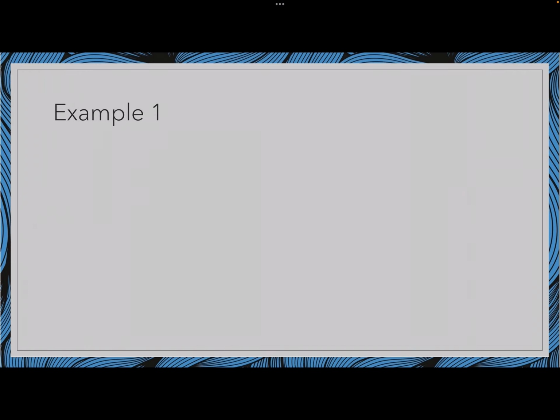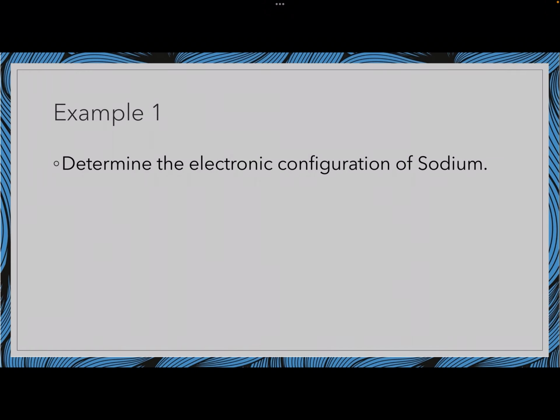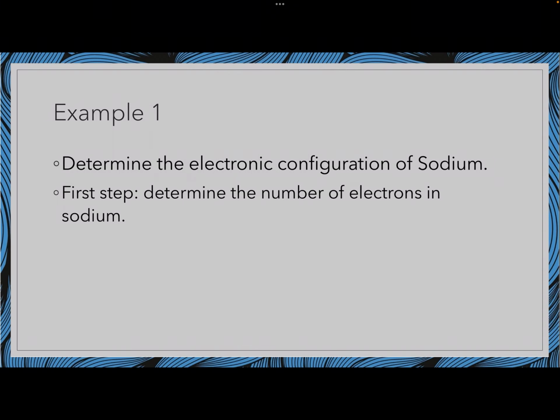So let's go through an example. Determine the electronic configuration of sodium. Now we want to do all that 1s, 2s, all that sort of stuff. So how do we do that? Well, we determine the number of electrons in sodium. It just says sodium, it doesn't say it's an ion or anything like that. So we have a look on the periodic table. Sodium has an atomic number of 11, and it's neutral, so it's got 11 protons, so it should have 11 electrons.